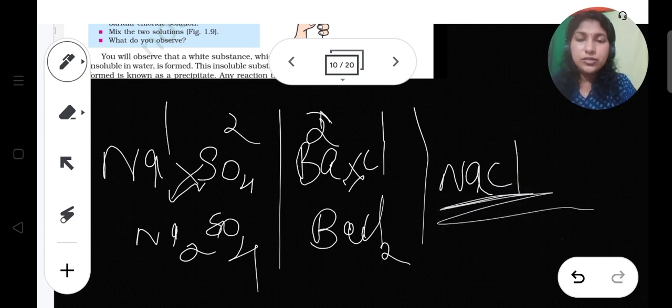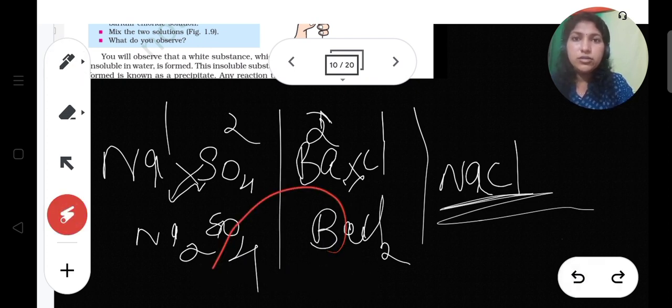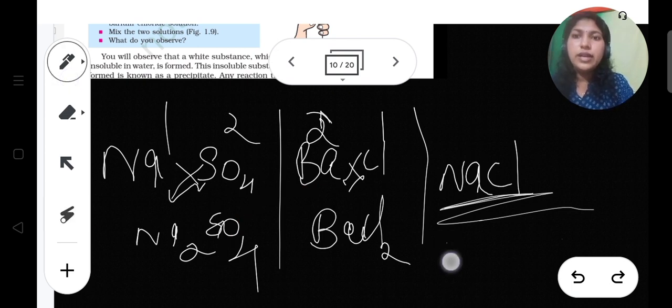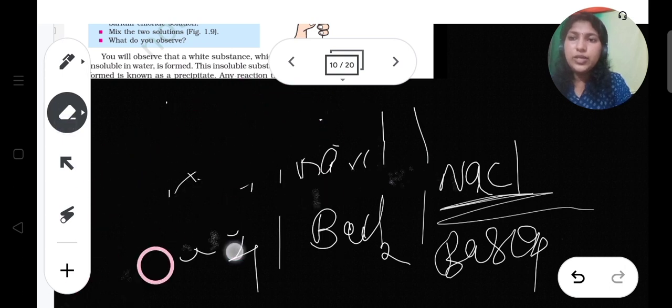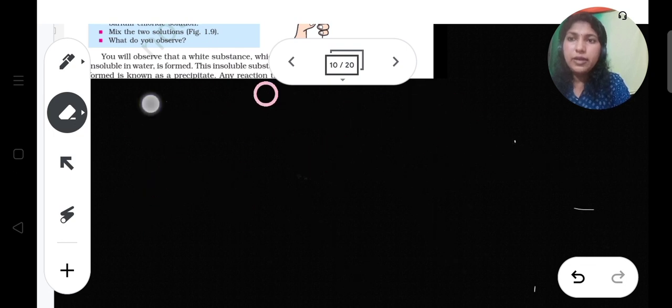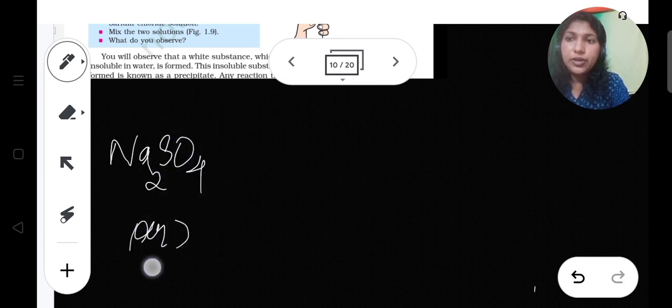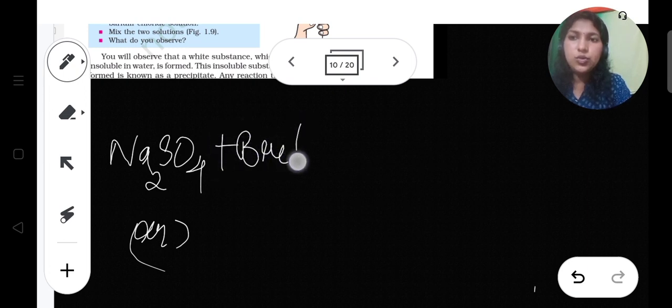And the other product will be barium sulfate. Barium has valency 2 and sulfate has valency 2, so we get barium sulfate, BaSO4. So we can write the chemical equation. Sodium sulfate reacts with barium chloride to form barium sulfate plus sodium chloride. Sodium sulfate is Na2SO4, in aqueous solution, plus barium chloride, BaCl2.